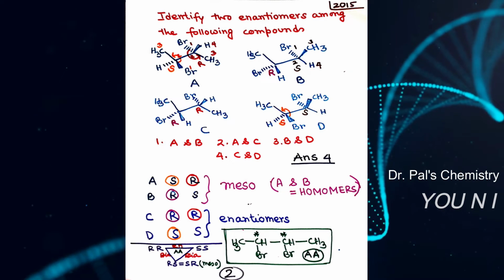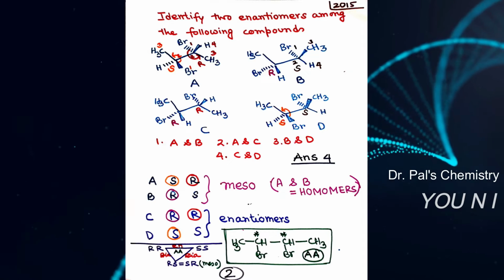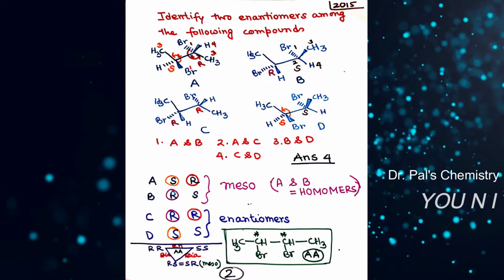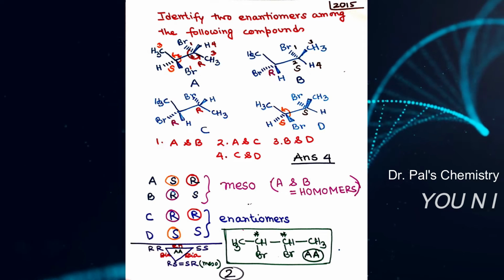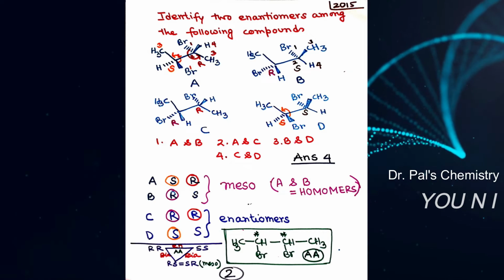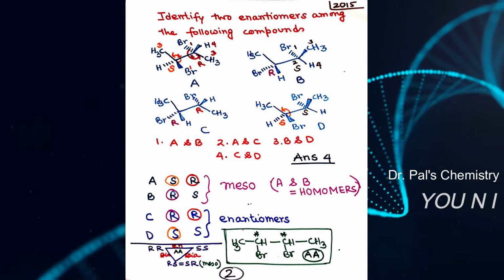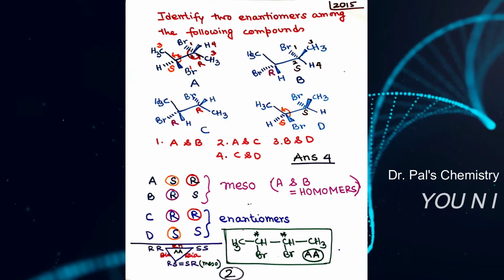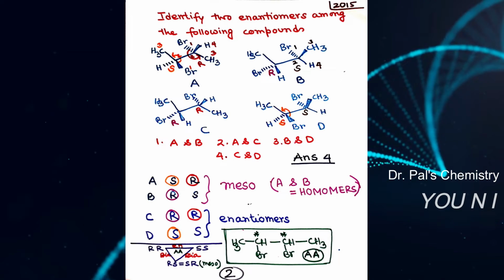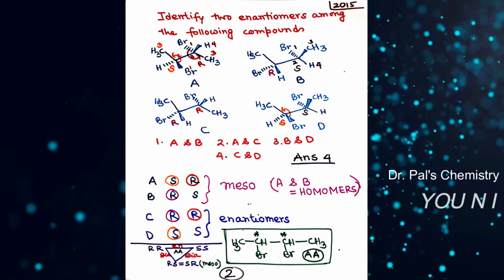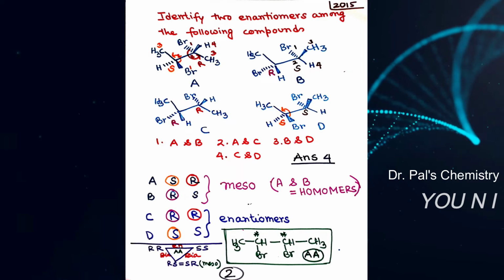Now, if we do the RS of these two centers in the four structures A, B, C, D, then it will be clear which are the enantiomers. Bromine is the first priority, the chain is the second priority, methyl is the third priority, and hydrogen is the fourth priority. Wherever hydrogen is below the plane, 1, 2, 3 clockwise means R. Where the fourth priority hydrogen is above the plane, 1, 2, 3 clockwise means S, and 1, 2, 3 anti-clockwise means R.